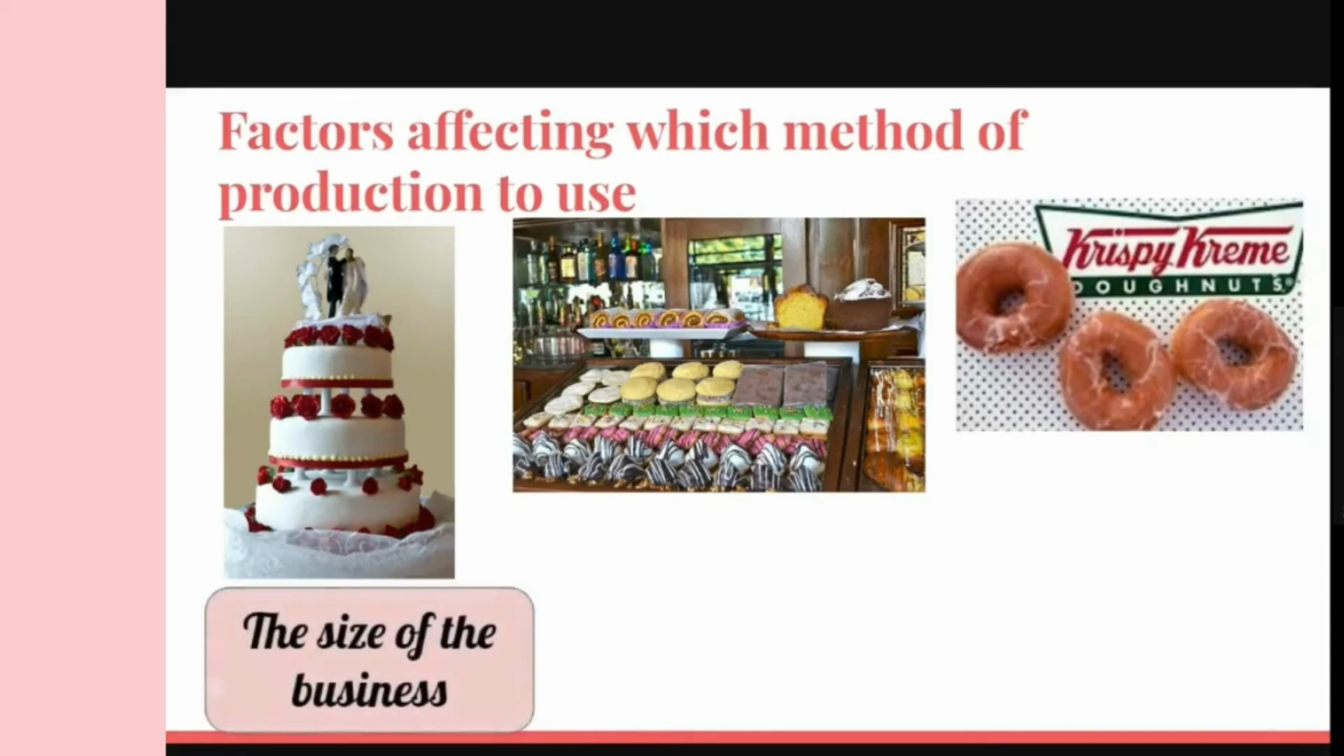Lastly, we need to consider the size of the business. If the business is small and does not have access to large amounts of capital, then you will not produce on a large scale using automated production lines. It's not practical to do that. So only large businesses can operate on this scale. Small businesses are more likely to use job or batch production methods.